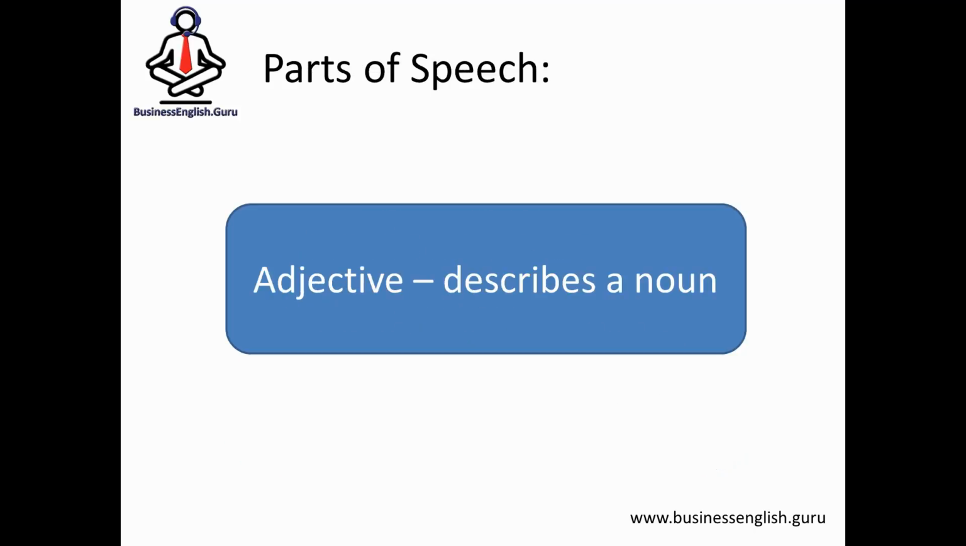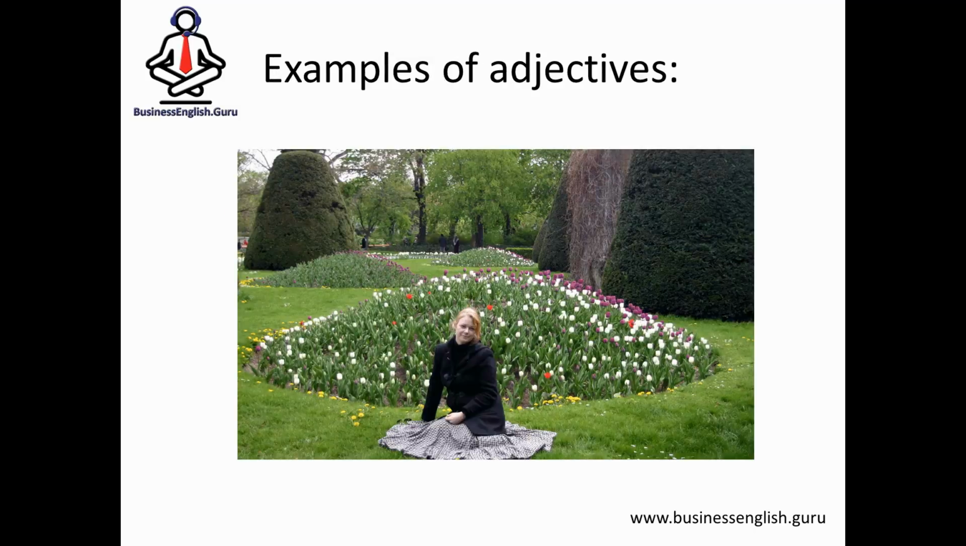Let's move on now. An adjective describes a noun. It tells you something about that noun, about its size, its shape, or its colour. So let's look at some examples of adjectives. Here we have a beautiful garden in Vienna. Beautiful is your adjective. It's describing the garden. Vienna, of course, is a city, and it's the name of a city, so it has a capital V.